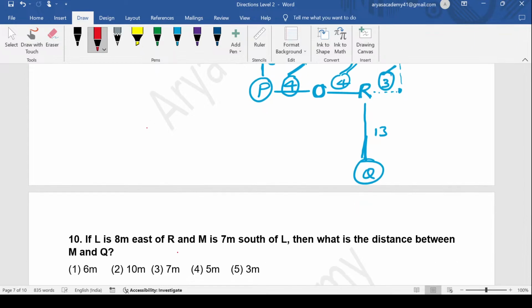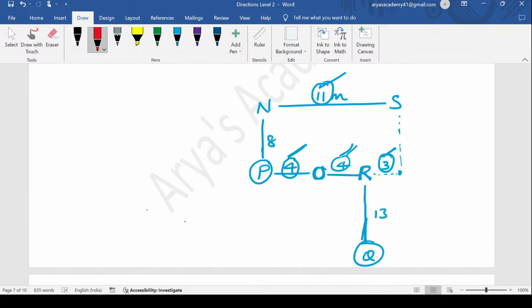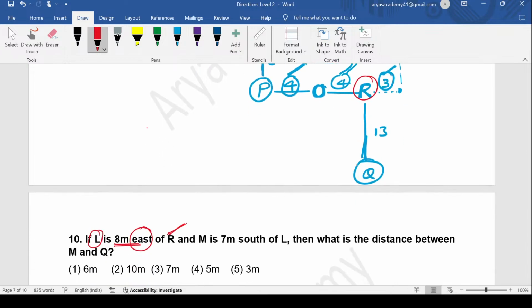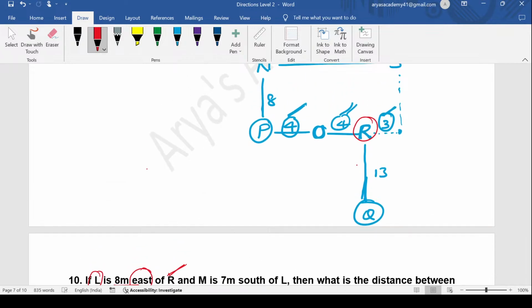There is further information provided in question number 10. In the actual information, L is not given, but in this particular question L is being provided. L is at 8 meter distance, east of R. So we know R already. R is here. So from R, if you move 8 meters east, you will get a point named L. This is already 3. I have to go further 5, and the total will be 8. 3 plus 5, 8. Here comes another point, L.